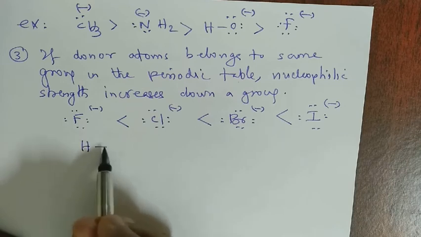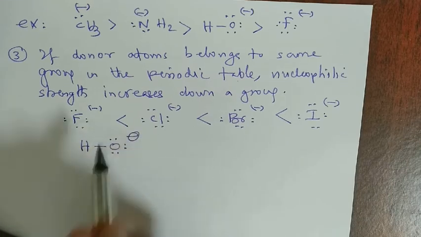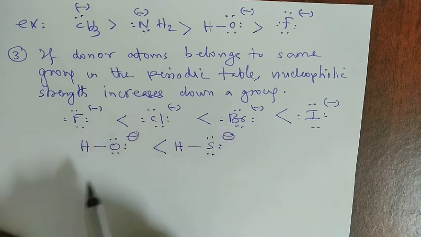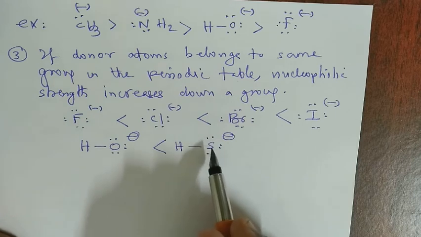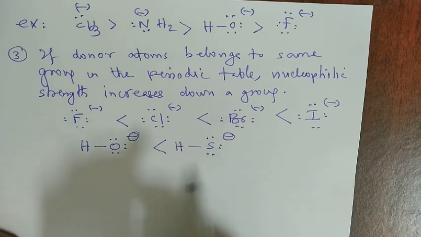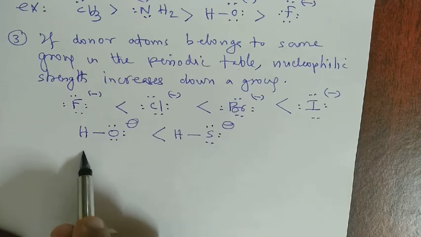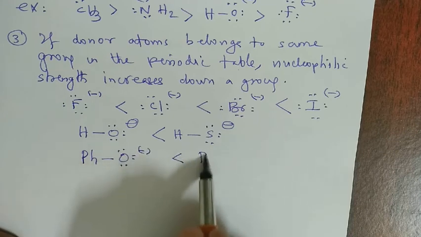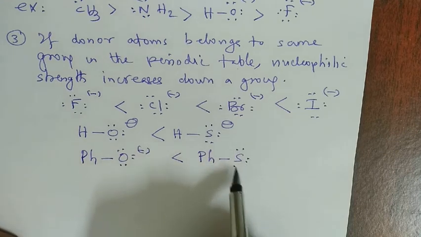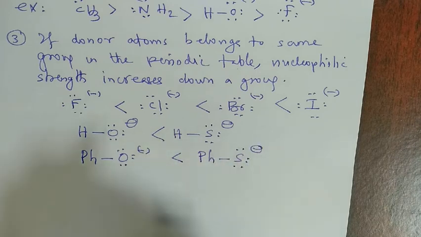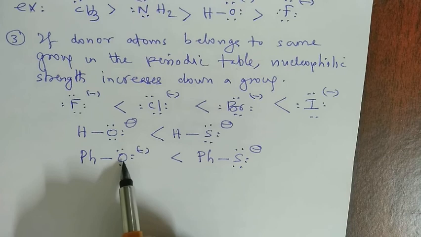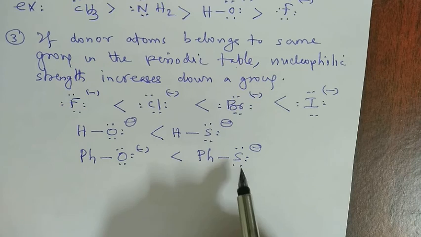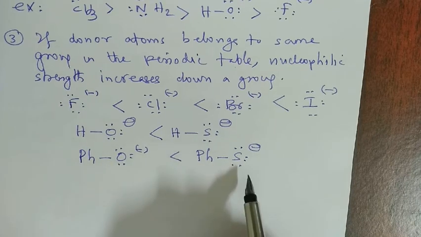Similarly, among hydroxide ion and hydrosulfide ion, hydrosulfide ion is a stronger nucleophile. Another example, among phenoxide ion and phenosulfide ion, the second one is a stronger nucleophile than the first. Here the donor atom is oxygen, here the donor atom is sulfur. Sulfur lies below oxygen in the periodic table.